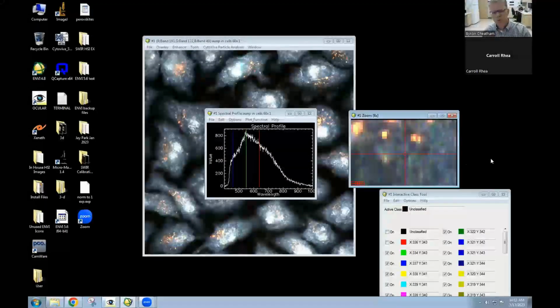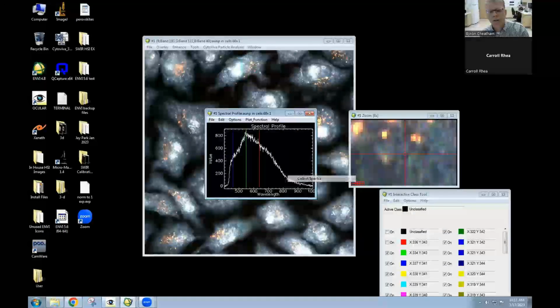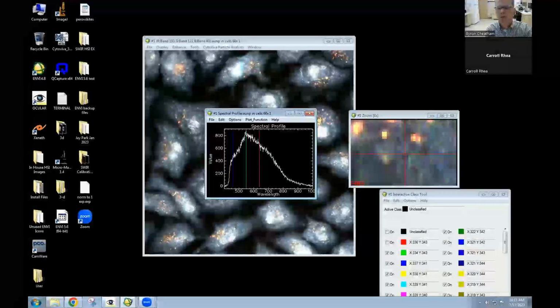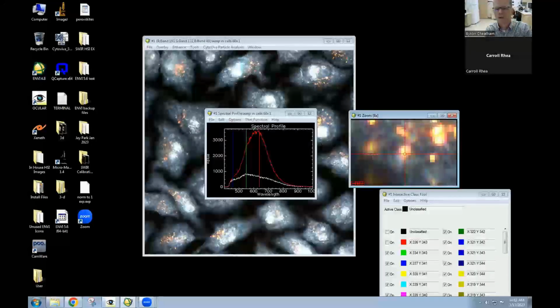But first, I just want to show the performance of the system so you can get a sense of it. If I go into the spectral profile plot and I want to collect spectrum, I have spectrum of tissue here. Now let's go in and collect some spectrum of the gold nanoparticles.